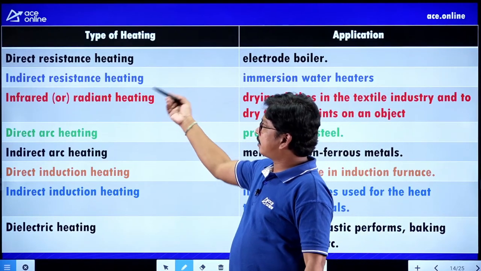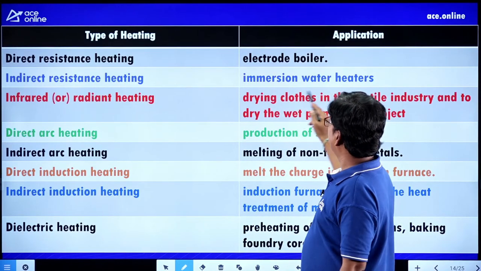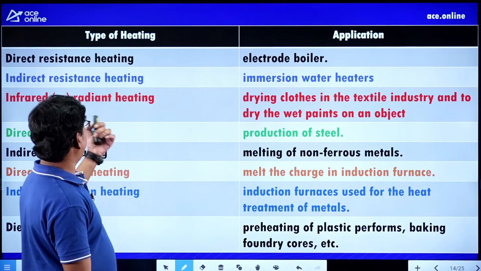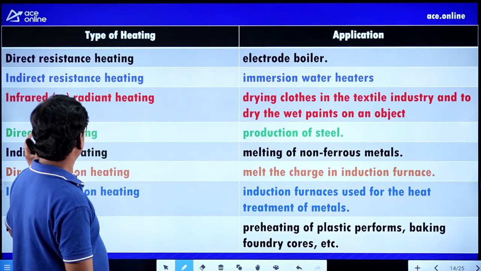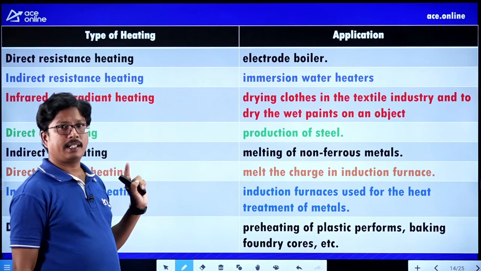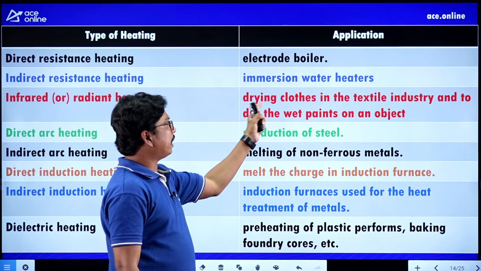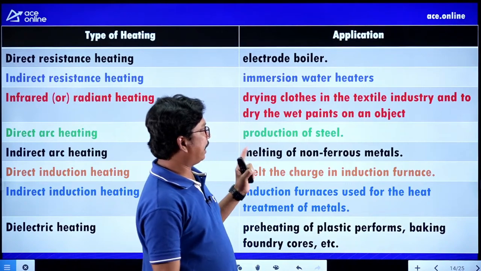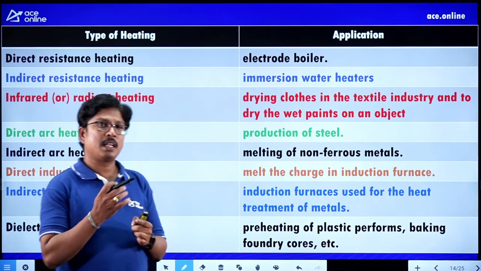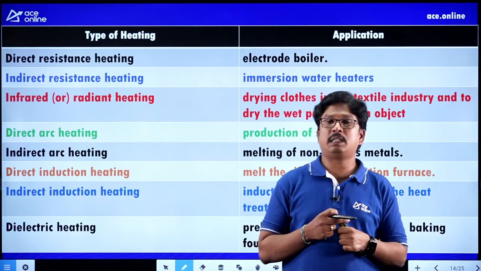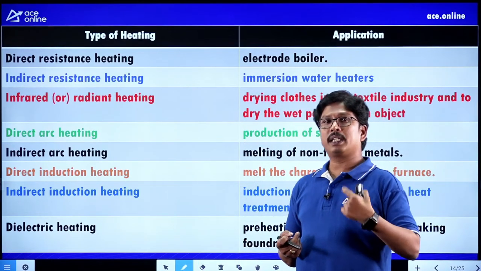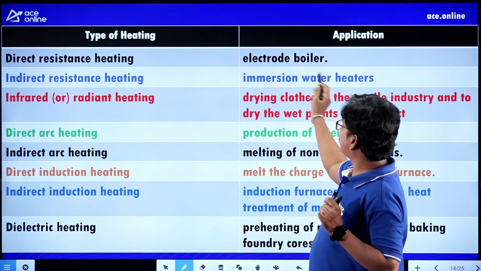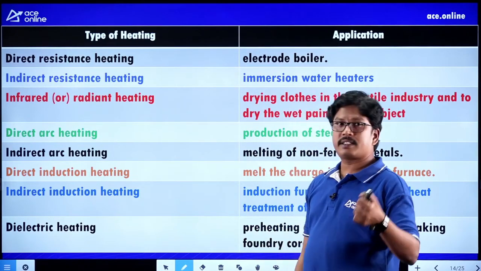And indirect resistance heating is used for heating of immersion water heaters. So in case of immersion water heaters, we are going to use indirect resistance heating. And infrared or radiant heating is used for drying of clothes in the textile industries, or to dry wet paints on an object. If you want to dry that wet paint without any damage, we can go for radiant or infrared heating. Clear, students? And for immersion water heater, we use indirect resistance heating.